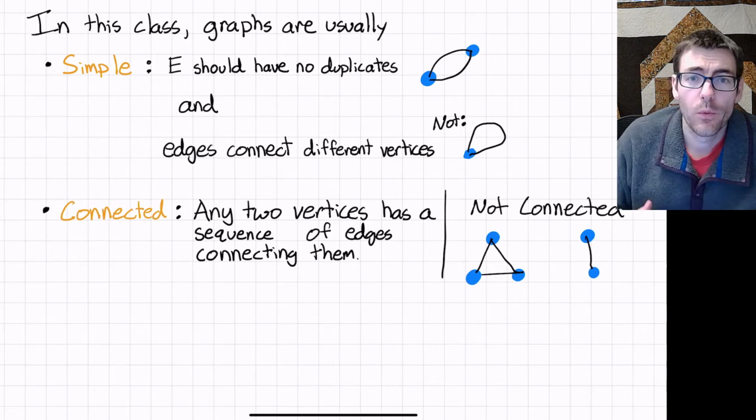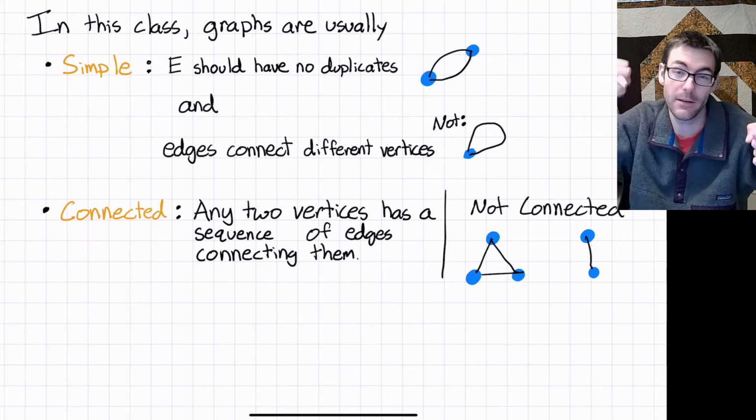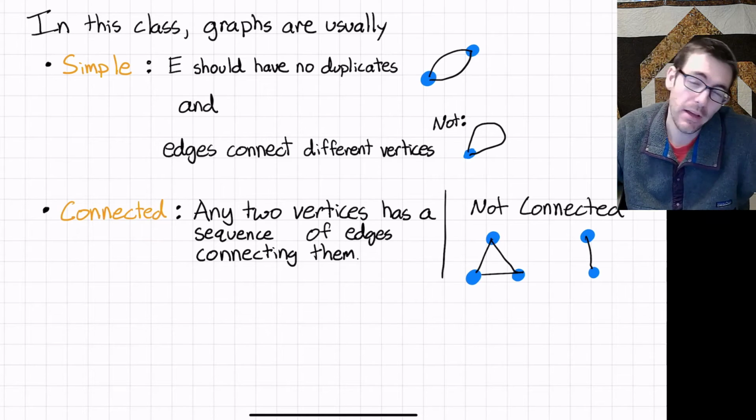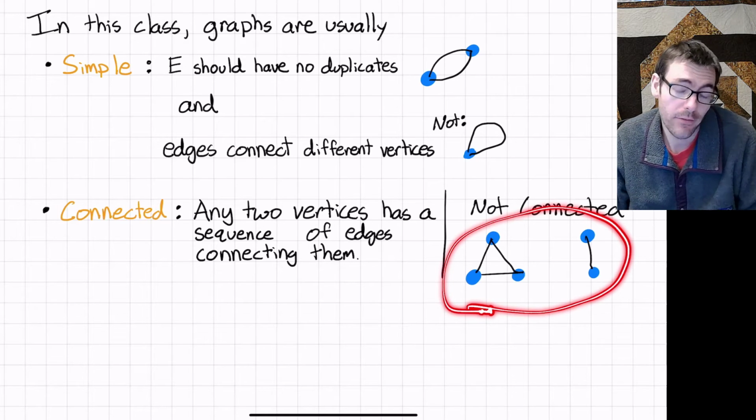We'll also usually be working with graphs that are connected. Two graphs are connected if you can get from any vertex to any other vertex by walking along edges. Here is an example of a graph that is not connected.